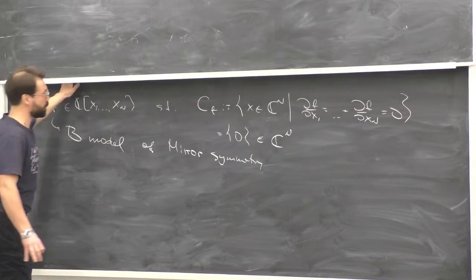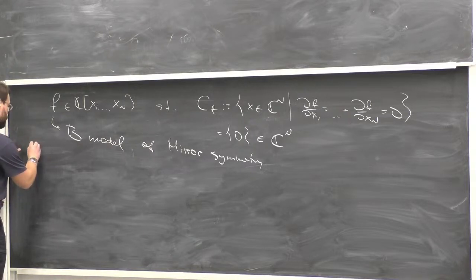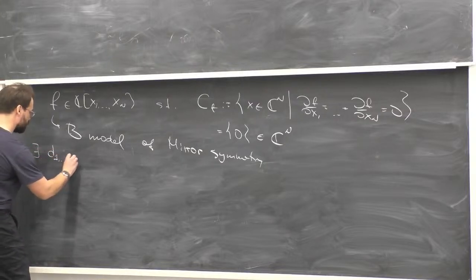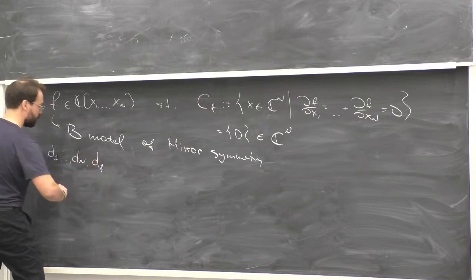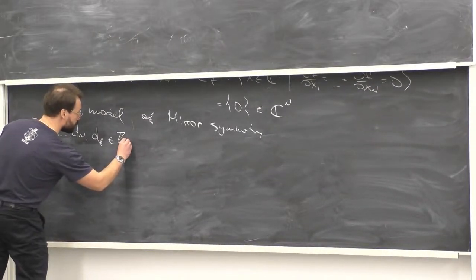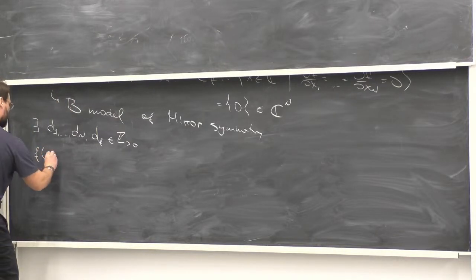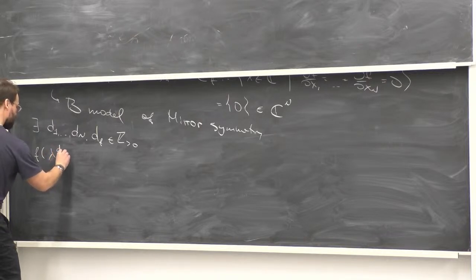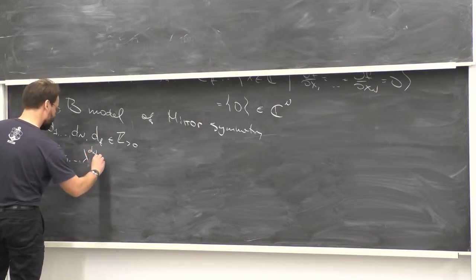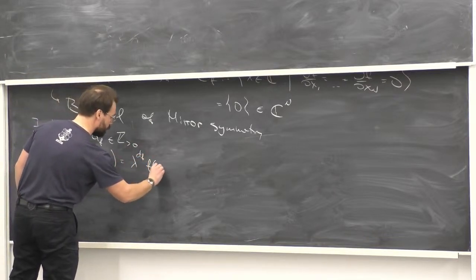In addition, I'm going to assume that this function f is quasi-homogeneous, namely that there is a bunch of numbers d1, ..., dn, and df, such that f of lambda^d1 x1, ..., lambda^dn xn is equal to lambda^df f of x.